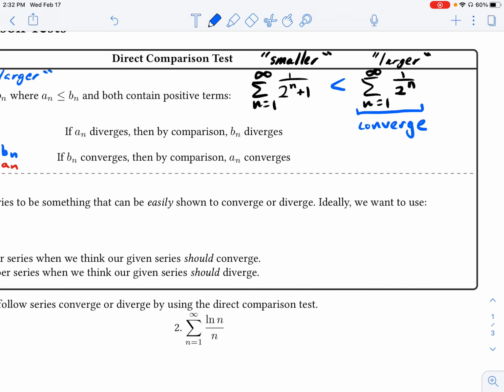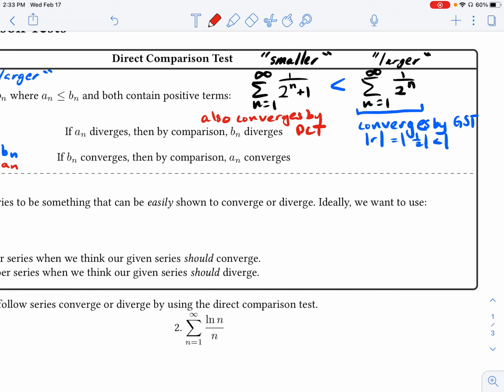Well, if we think about this as a geometric series, we know that the absolute value of our ratio r is equal to 1/2, which is less than 1. So this series converges by GST. So again, if your larger series is converging by GST, that means your smaller series also has to be converging. This also has to converge. Also, let me write that, also converges by the direct comparison test.